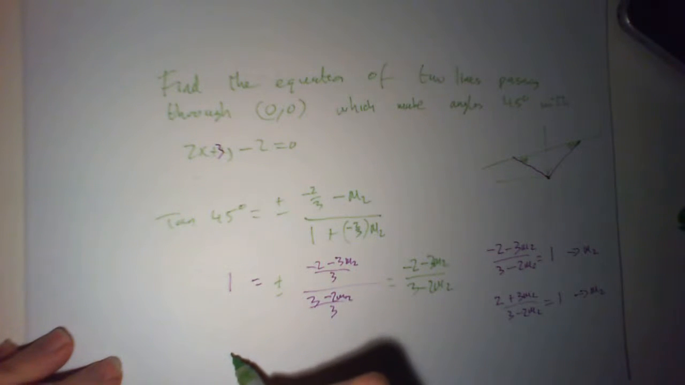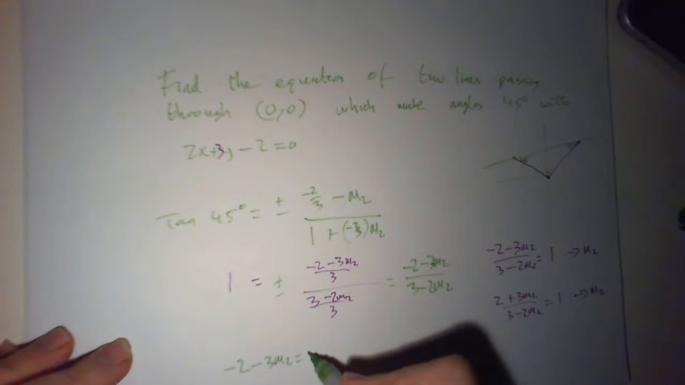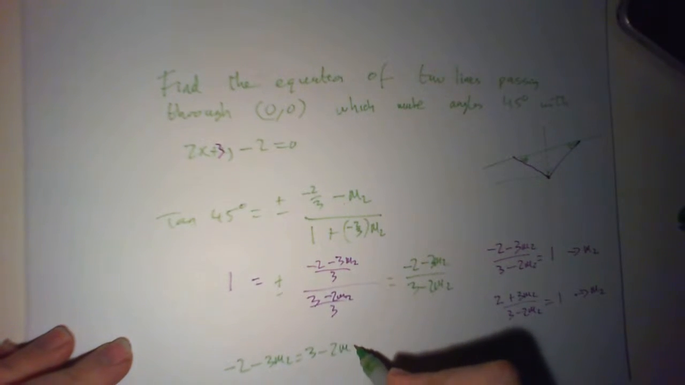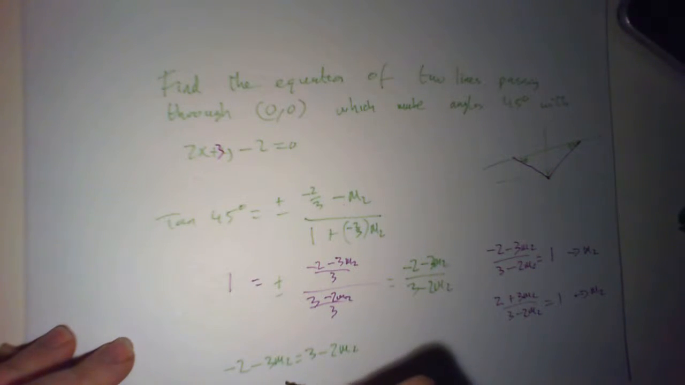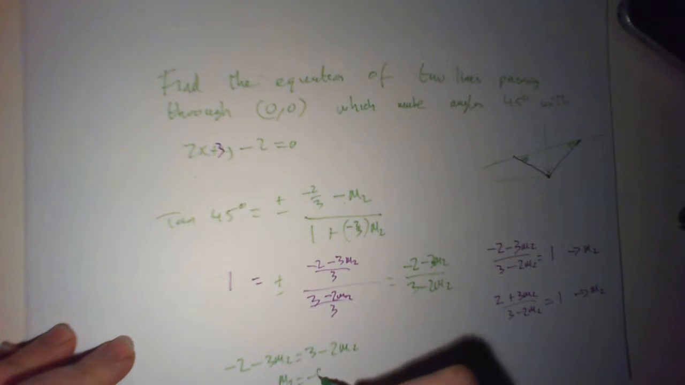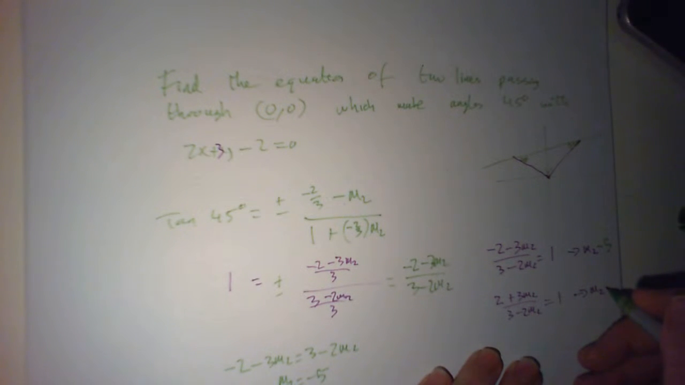So I'm going to take him and cross multiply. You're going to be left with minus 2 minus 3m2 is equal to 3 minus 2m2. So that's minus m2, bring that across, is equal to 5. So m2 is equal to minus 5, which makes the other one 1/5. So there's my 2 lads done.